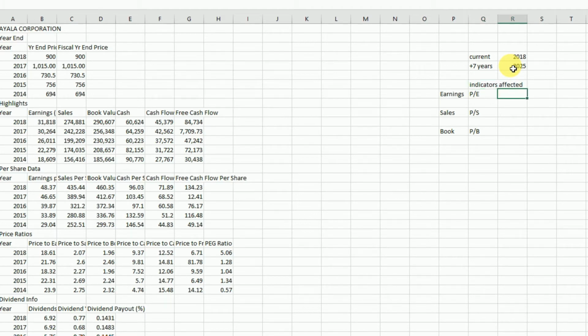Okay, so these are the indicators affected. How do we project earnings? We can make use of a simple regression analysis or simple forecast, and we do that by putting forecast of X. So forecast of X means forecast of 2025 using the known Y's. The known Y's are the earnings that are here, and the known X's are the years alongside them. Okay, you can pause the video, try to analyze what I've just done, but that's that.